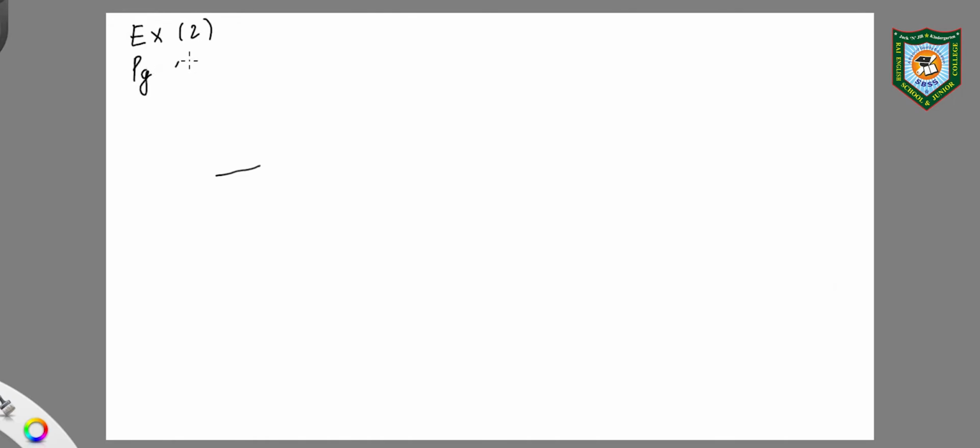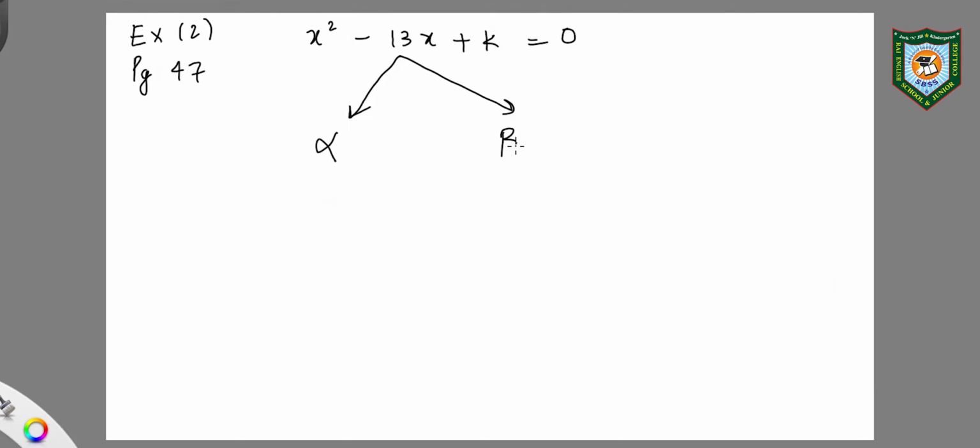Sample 2, page 47. Here we have the question with a quadratic equation x square minus 13x plus k is equals to 0. And there is one additional piece of information given to us. It is stated that the difference between the roots of the equation is 7. As we know, any quadratic equation has two roots, one of them is alpha, the other one is beta. Difference means that there is a minus sign. So I have alpha minus beta is equals to 7.